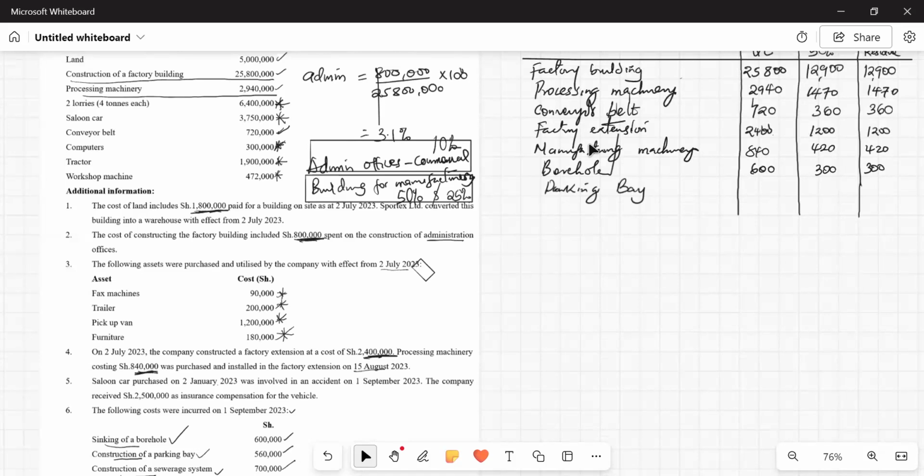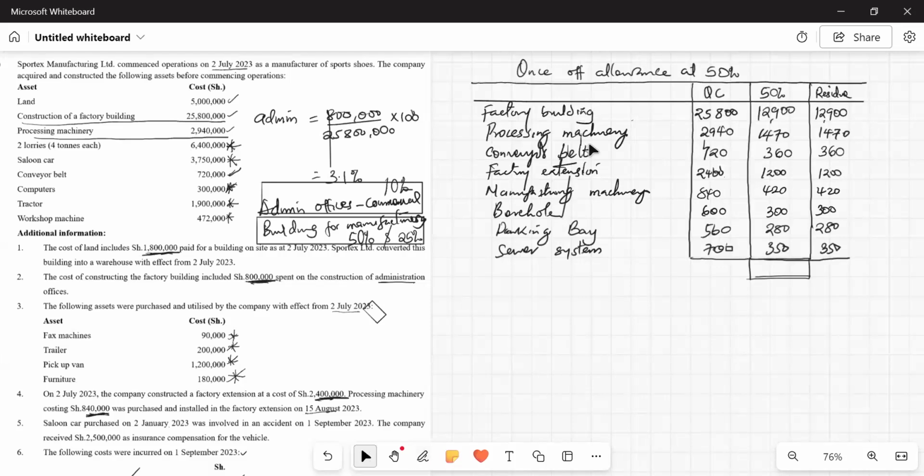Okay, so I have parking bay, whereby parking bay there is 560. 560 divided by 2 is 280, remaining 280. The next one is sewer system. Sewer system is 700. So I have 350 here, remaining 350 there. Okay, so having done this, we have now added all the assets that qualify for one-off allowance. And therefore, our work here is to determine the investment allowance by adding the second column to get the total.